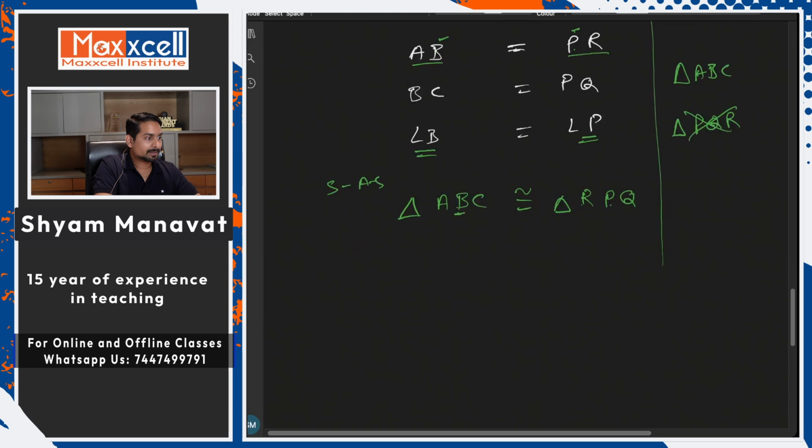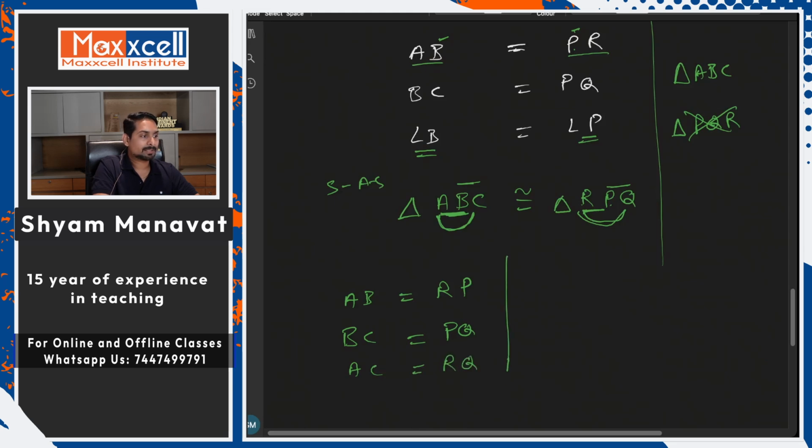Meaning what? You can say AB side. See, if I take AB here, then here what will it be? PR, and RP is one and the same thing. So RP. If I take BC here, this corresponding side is PQ. Are you understanding this? And if I take AC here, then here it is RQ.